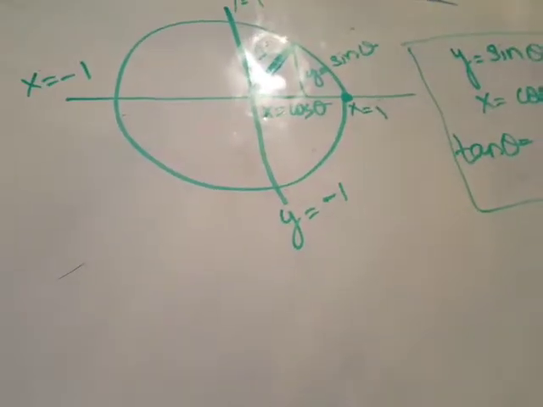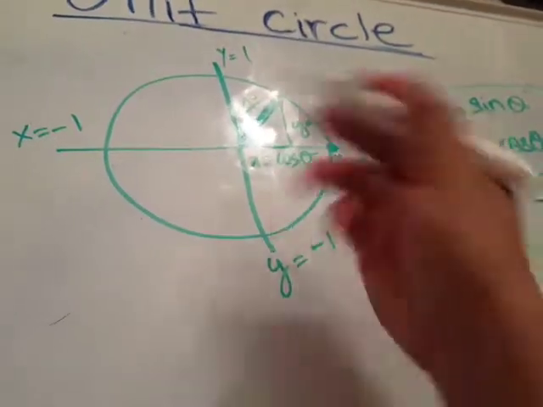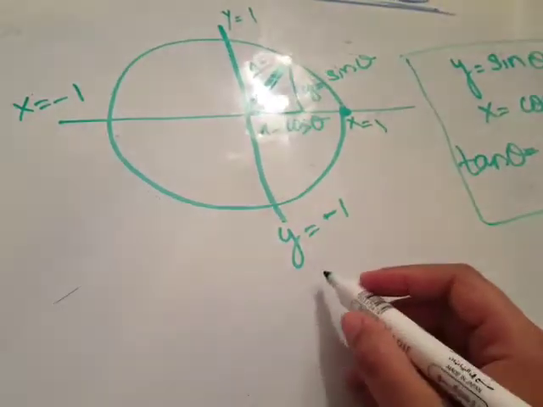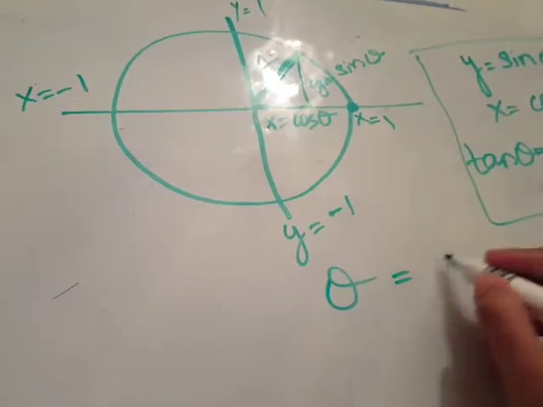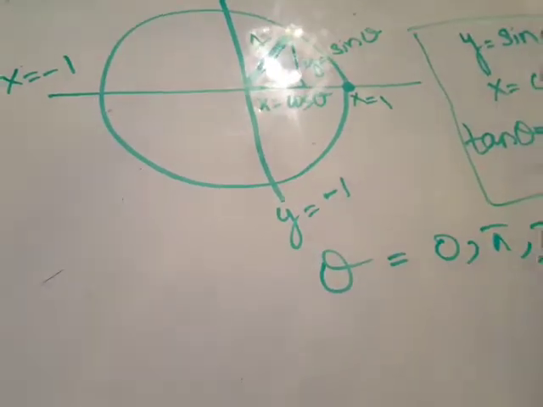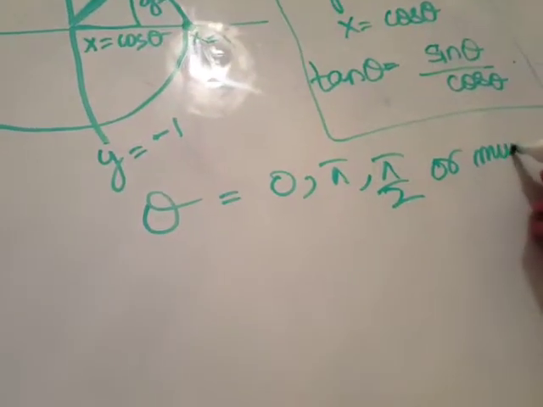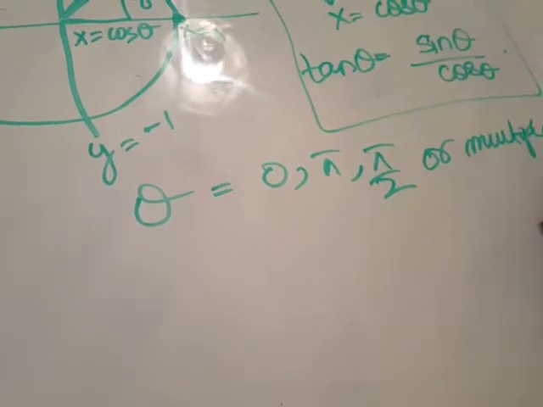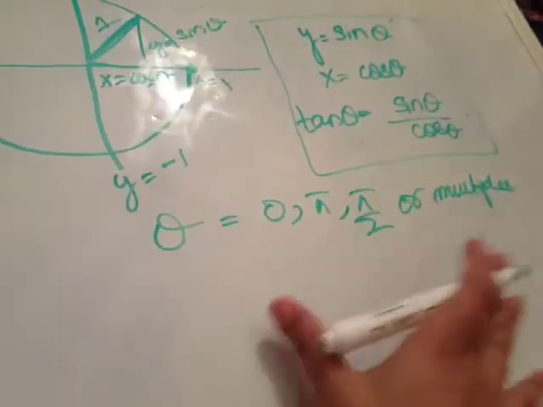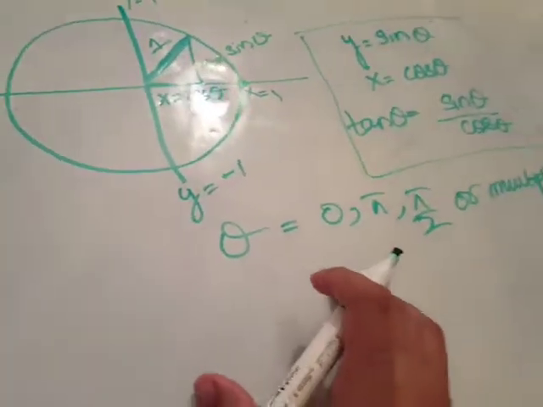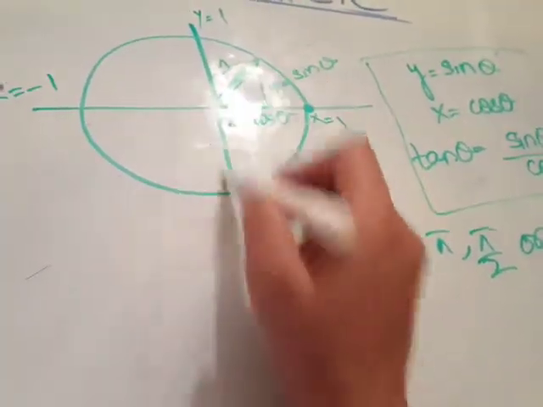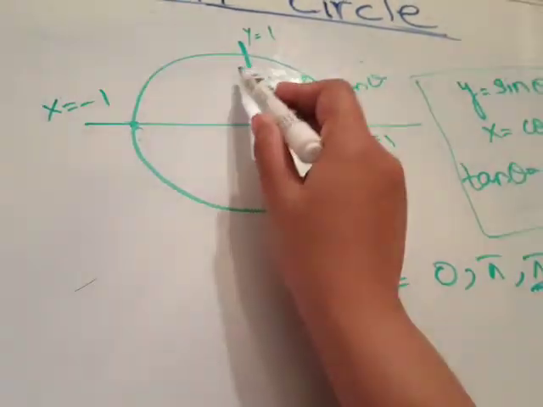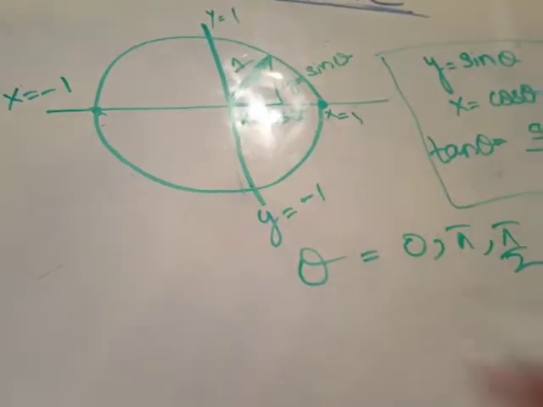Now, let's first see how to solve simple questions related to this unit circle. For example, they ask you to find theta for 0, pi, or pi by 2, or multiples of pi or pi over 2, for example. Okay, so these are easy questions where they ask you for 0, pi, pi over 2, because it will lie on these lines, and we already know the values of x and y on these lines, so it's very easy.